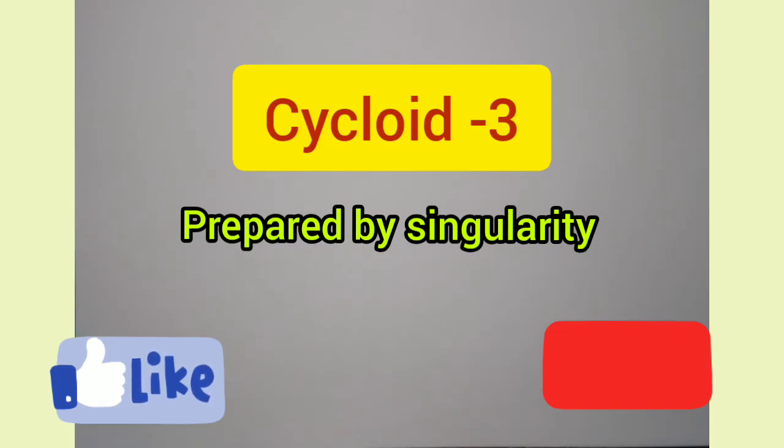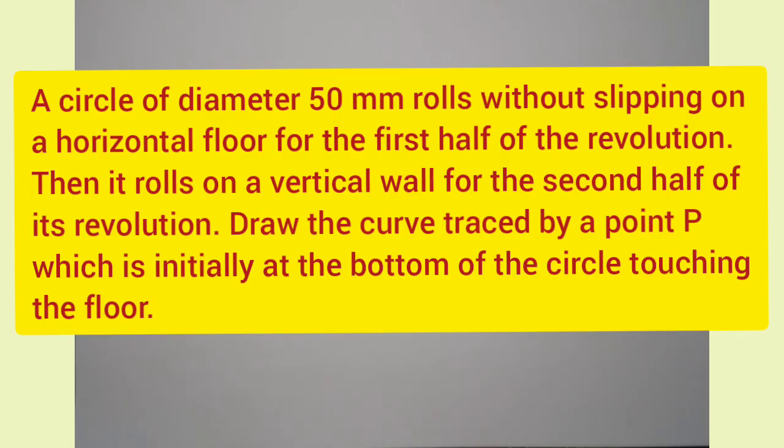Hi all, in this video we are going to solve our third question in Cycloid. The question is, a circle of diameter 50 mm rolls without slipping on a horizontal floor for the first half of the revolution. Then it rolls on a vertical wall for the second half of its revolution. Draw the curve traced by a point P which is initially at the bottom of the circle touching the floor.